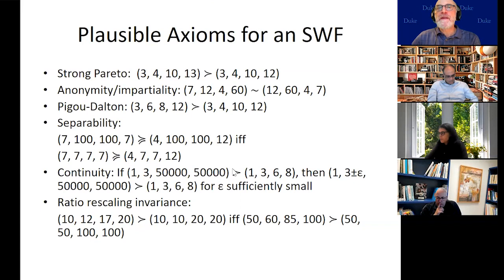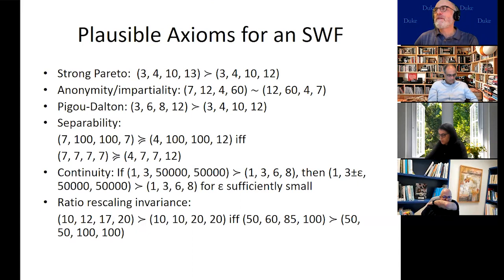Separability says basically that if there are some people who are unaffected, it doesn't matter what their well-being is. That's hugely significant in practical terms, right? For example, if you think about prior generations as part of the human population, whatever we do now is not going to affect their well-being. If the social welfare function satisfies separability, we don't need to worry about what their well-being level was, right?